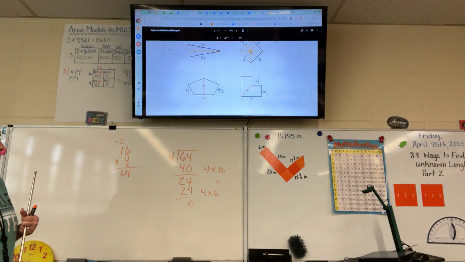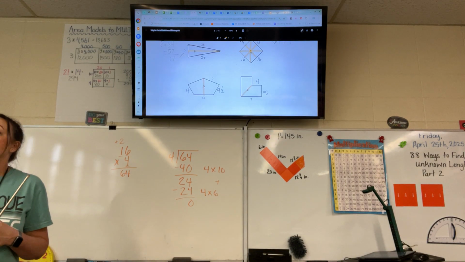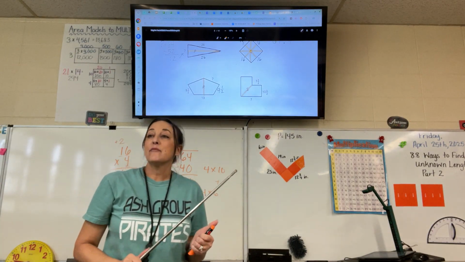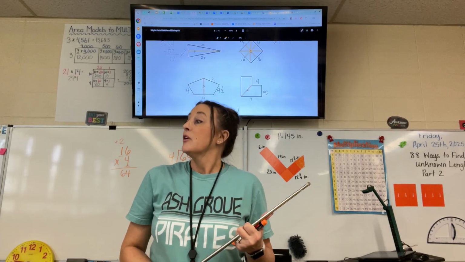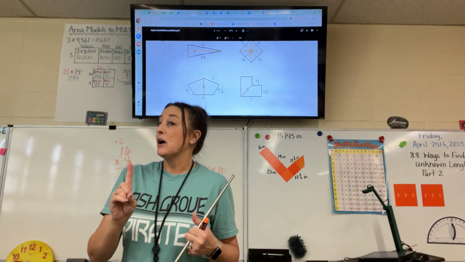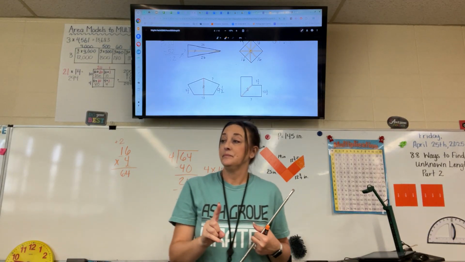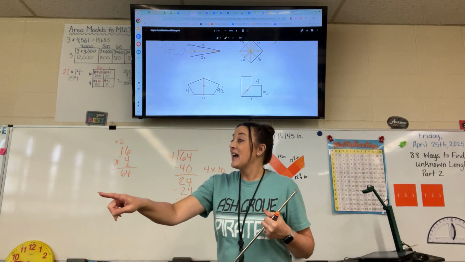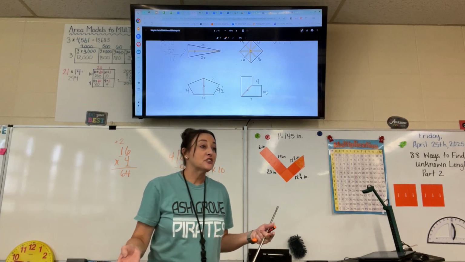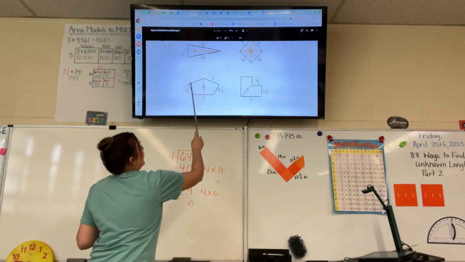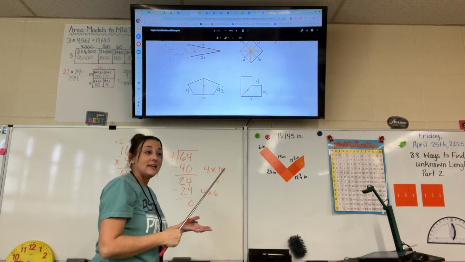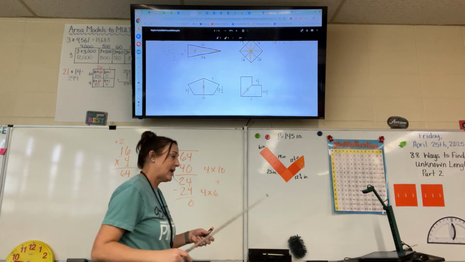So, we need to add these up and subtract them from what? From 64. But then we've got one more step. What is it? Avis? To divide it by 2, because whatever answer we get has to go here, we have 2 sides that it needs split between, okay?